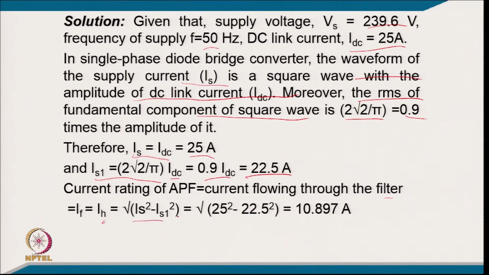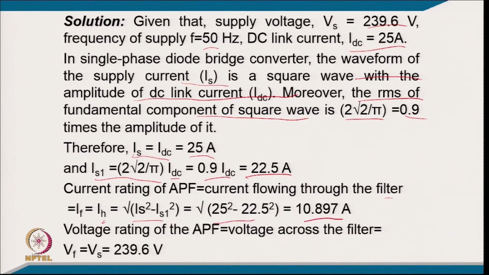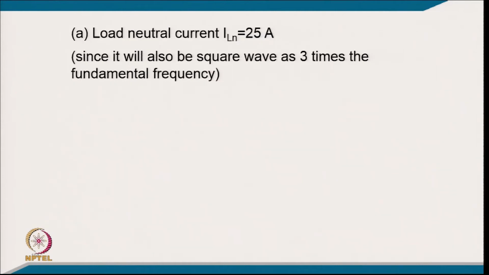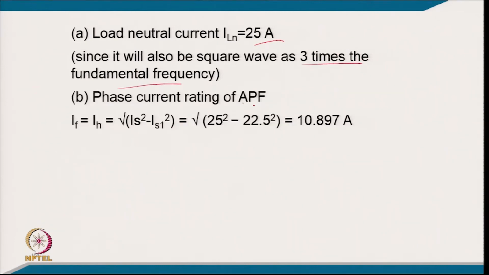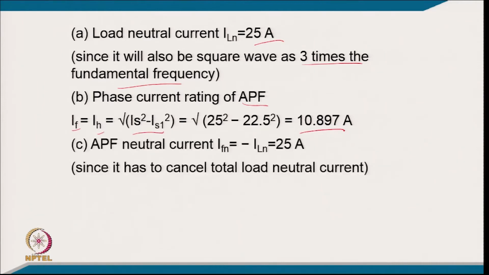and that is root of ISC square minus IS1 square, and putting the value it comes 10.897 ampere. And the voltage rating of the active filter will be the same as the phase voltage, Vf equal to Vs, and that is 239.6 volt, and the load neutral current is 25 ampere. It will also be a square wave of 3 times the fundamental frequency, and the phase current rating of the active filter will be If equal to IH, root of ISC square minus IS1 square, it comes 10.897 ampere, and the active filter neutral current will be the same as the load neutral current, that is 25 ampere.